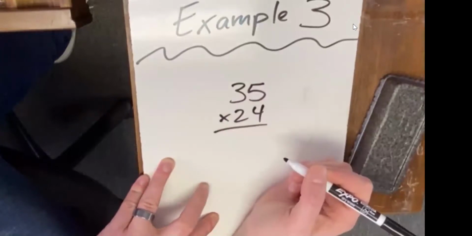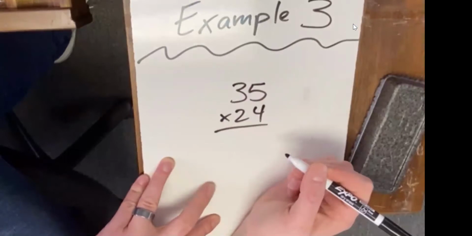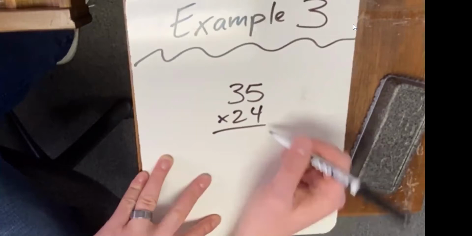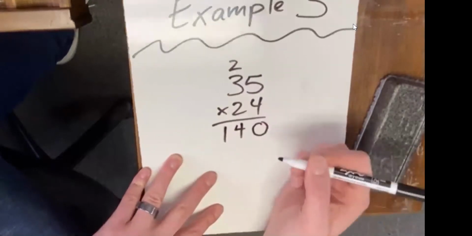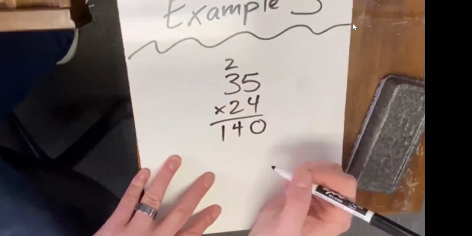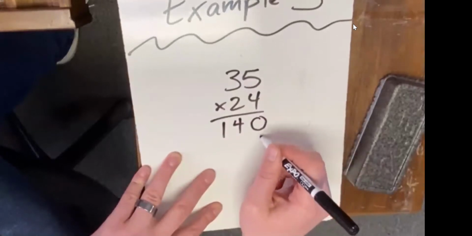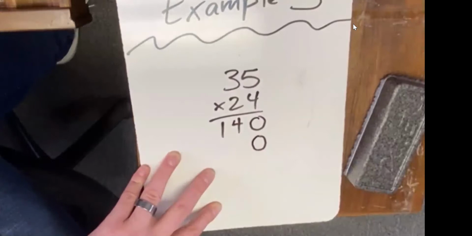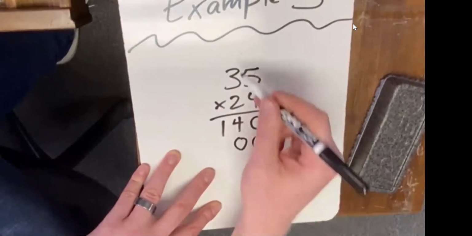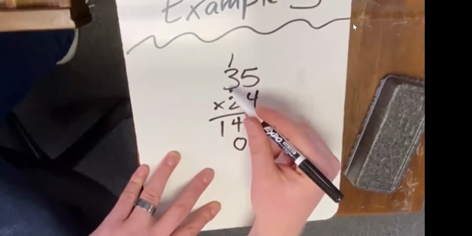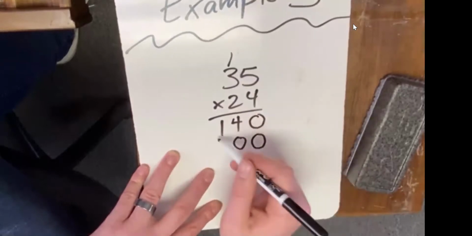All right, so let's start by taking 4 times 5. 4 times 5 is 20. Put my 0 down there. Carry my 2. Now take 4 times 3, which is 12, plus 2 is 14. I can get rid of my 2 because I'm done with that now. Now I need to remember to add my 0 as a placeholder. And now I'm starting with the 2. 2 times 5 is 10. Carry my 1. 2 times 3 is 6, plus 1 is 7.